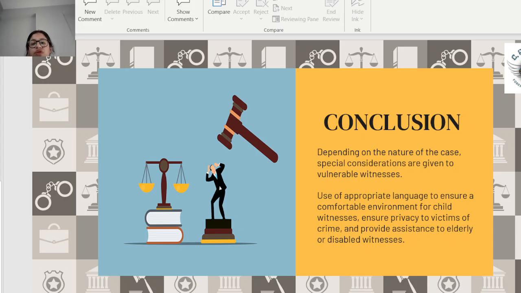Now, coming to the conclusion of this topic, depending on the nature of the case, there are special considerations given to the vulnerable witnesses that I have told you before. Vulnerable witnesses are some women witnesses, child witnesses or elderly witnesses. So you always have to make sure that special considerations are given to these witnesses. You always have to use appropriate language with these witnesses, make sure there's a comfortable environment for child witnesses, and make sure that privacy is given to the victims of the crime. You should always be very humble and helpful and provide assistance to your elderly or disabled witnesses.